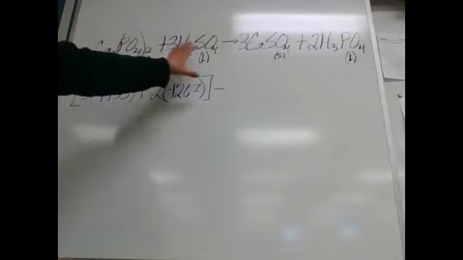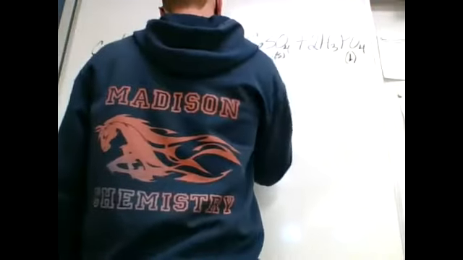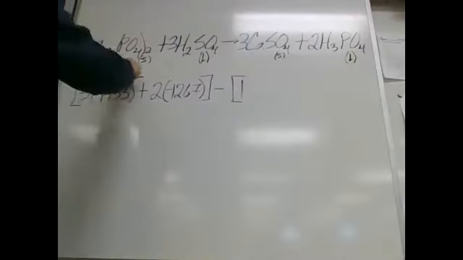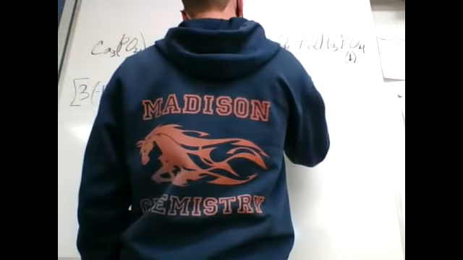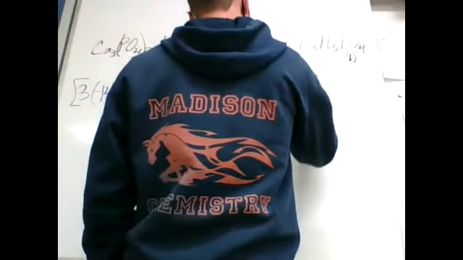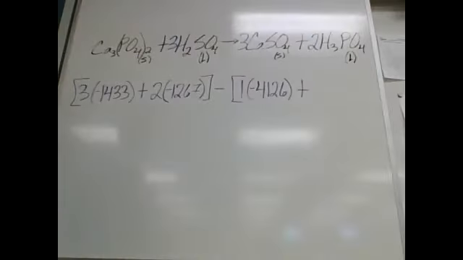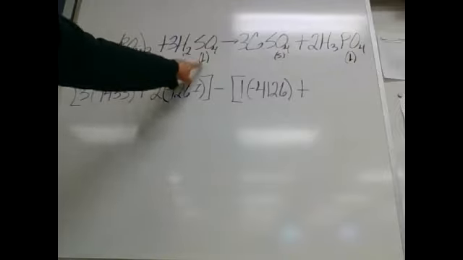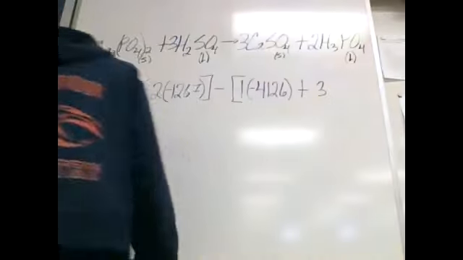Minus the reactant, so look, there's only 1 of this guy, so it's going to be a 1, times the calcium phosphate solid, which is -4126. And then 3 of the sulfuric acid's liquid, which your table will tell you is -814.